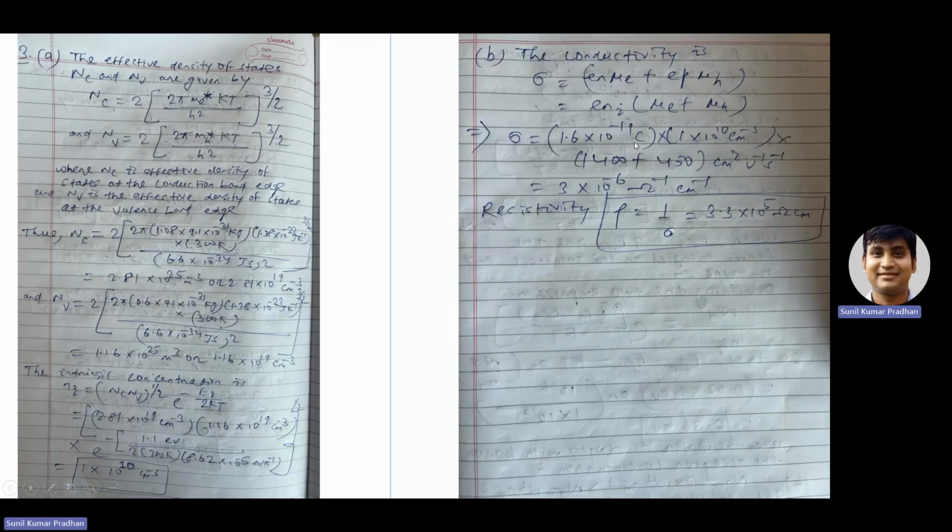So that is nothing but your intrinsic carrier concentration. So it is 1.6 into 10 to the minus 19 coulomb, the charge of electron. Now intrinsic carrier concentration is already given, 1 into 10 to the 10 per centimeter cube, and mobility of electron 1400 plus mobility of hole 440. So if you put all the values, it will be 3 into 10 to the minus 6 ohm inverse centimeter inverse. So what will be my resistivity? Resistivity is nothing but 1 divided by conductivity. So it is 3.3 into 10 to the 5 ohm centimeters. So this is the solution here.